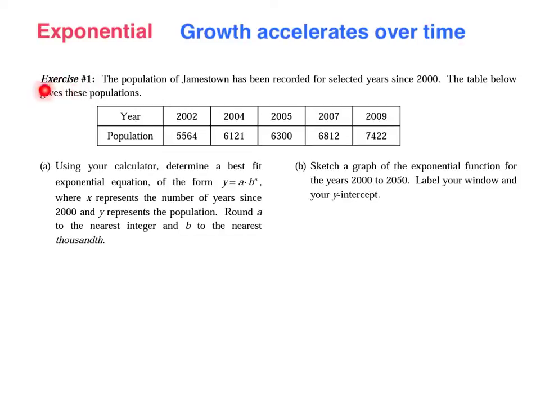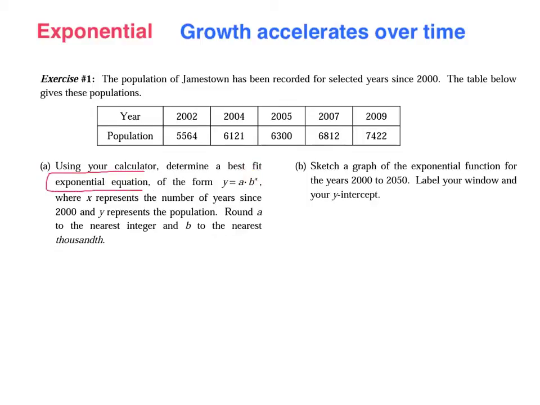Exercise 1, so again, let's label this. The population of Jamestown has been recorded for selected years since 2000. The table gives these populations. So you'll notice we have a year and the population. Part A, using your calculator, determine a best fit exponential equation.